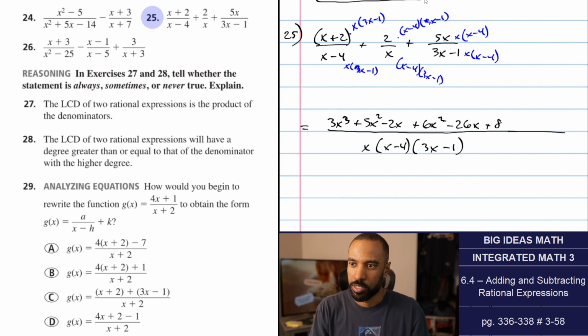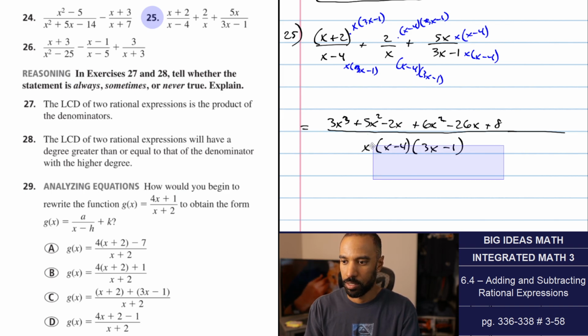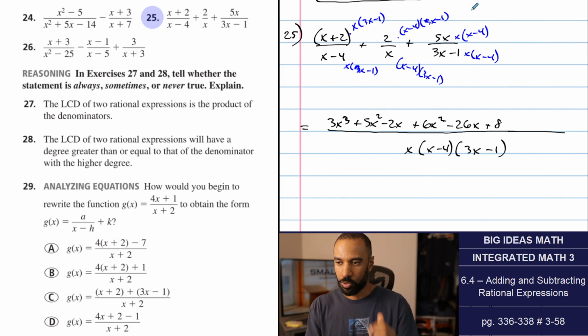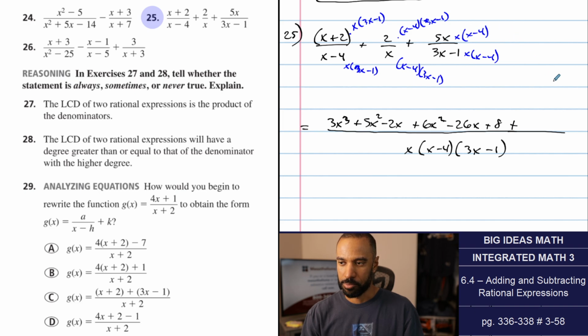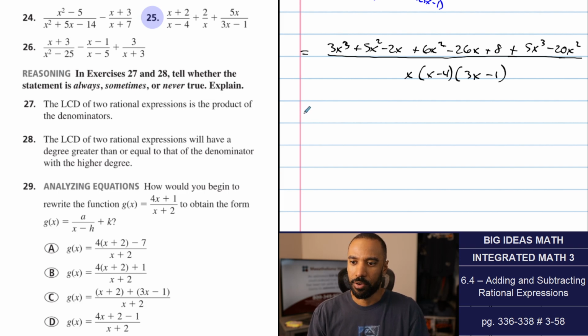And then we have, this is going to look a little asymmetrical here. I wonder if something will cancel afterward. Plus, this is 5x squared times x minus 4. So 5x cubed minus 20x squared. Okay, that's a lot. Okay, we can now combine like terms.